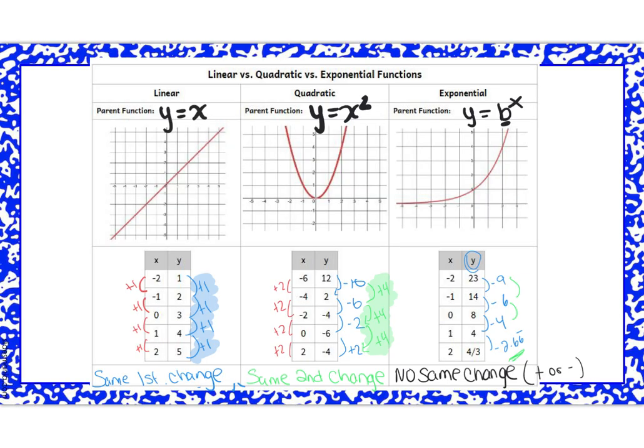So again, you don't need to have the same change with addition or subtraction. We know that our table is an exponential. Linear is the same first change, quadratic is the same second change, and exponential has no same change with addition or subtraction. But if you want to save yourself some time and you notice a pattern with multiplication, then you can consider that also exponential.